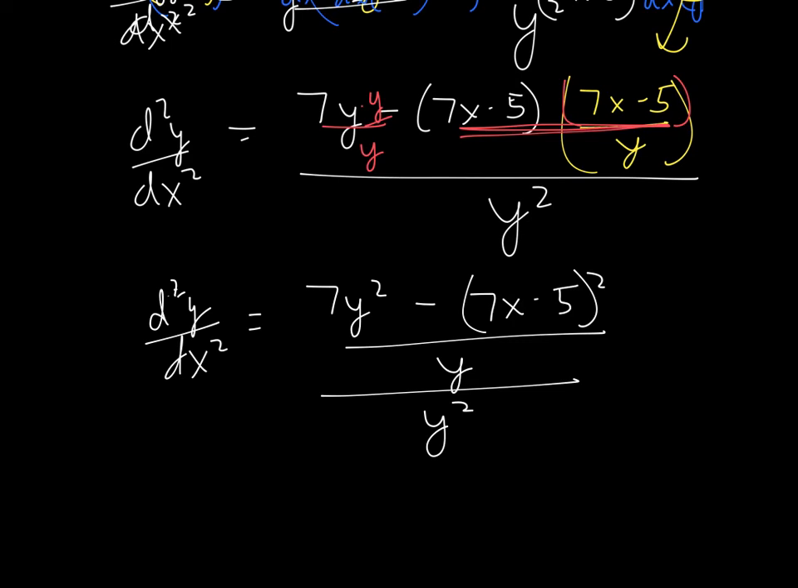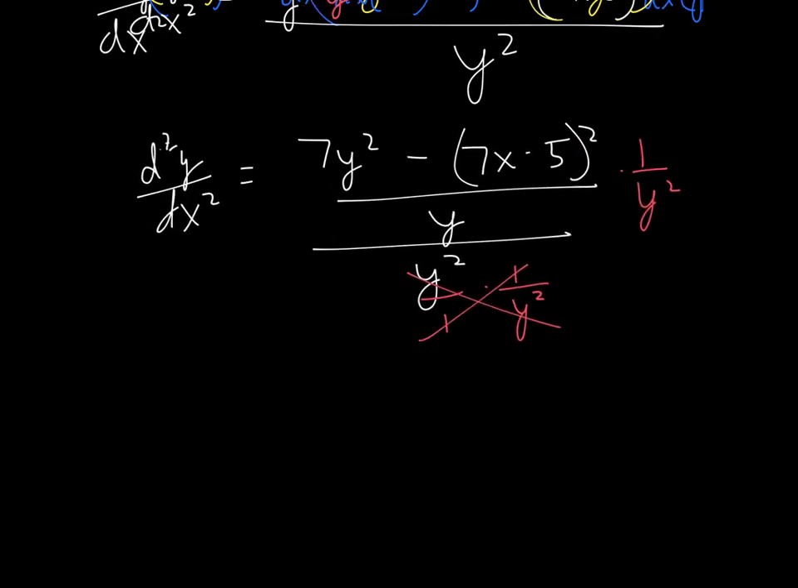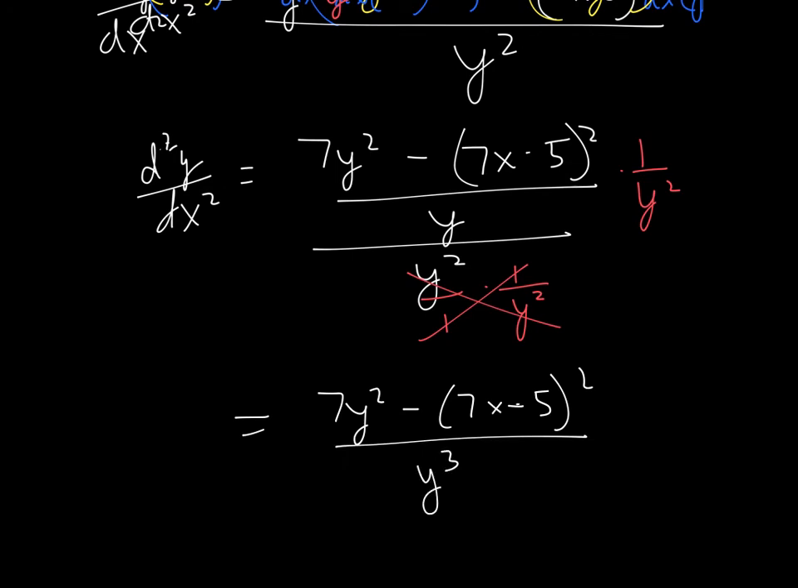So at this point, I'm now ready to get rid of the denominator of my complex fraction. I'm going to multiply times 1 over y squared to get that to cancel out, and then of course I have to do the same thing in the numerator. So denominators are gone, and we'll keep pushing that up. I've got 7y squared minus quantity 7x minus 5 squared all over y times y squared, y cubed.